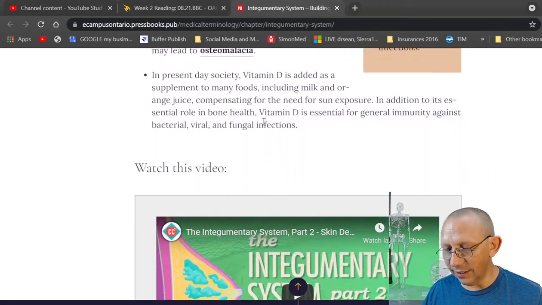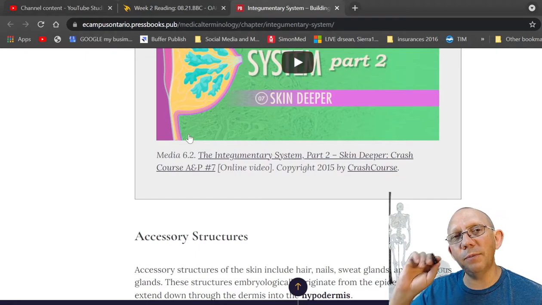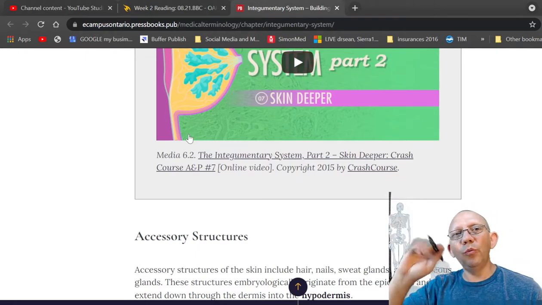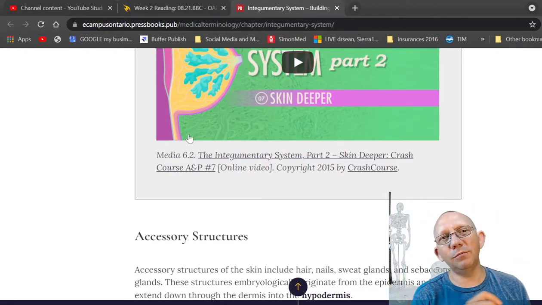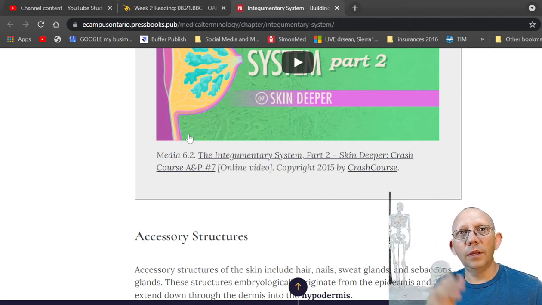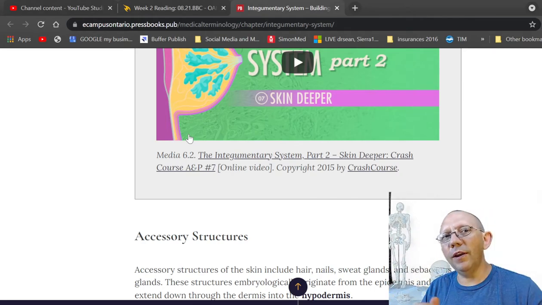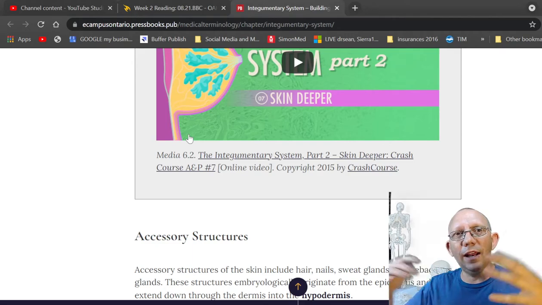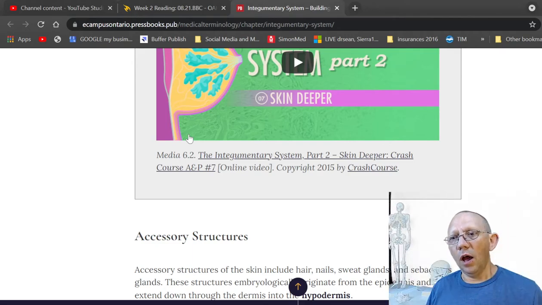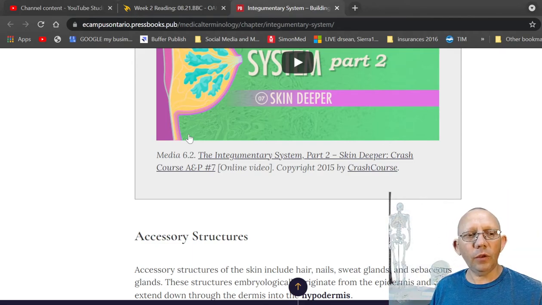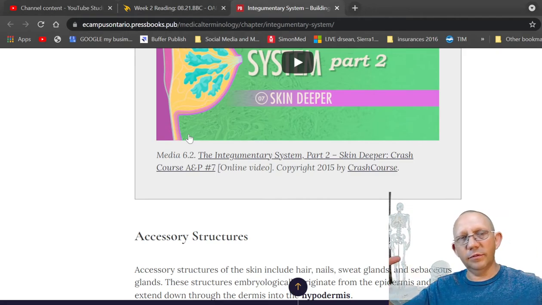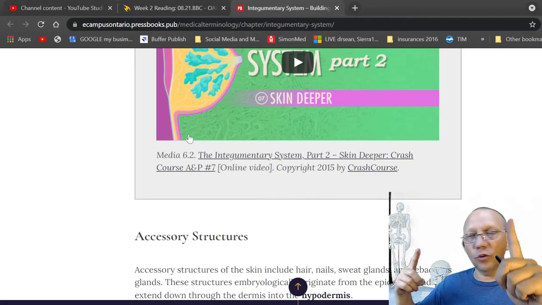Vitamin D synthesis. So your body makes vitamin D because it's been exposed to ultraviolet light. And the reason that you have the skin color that you have is because your ancestors come from an area that has had a lot of bombardment of UV rays. So let me show you an example.